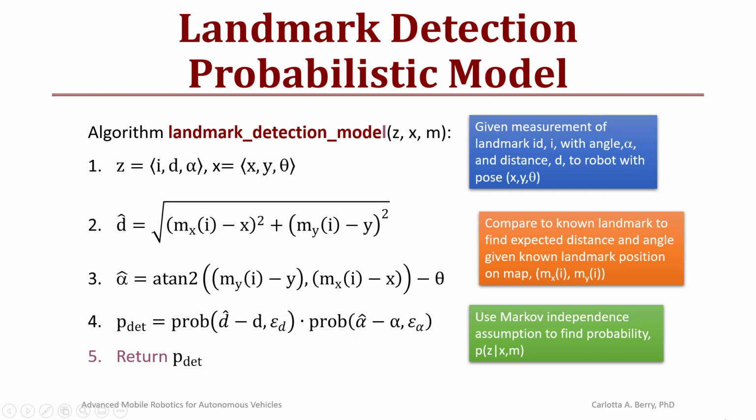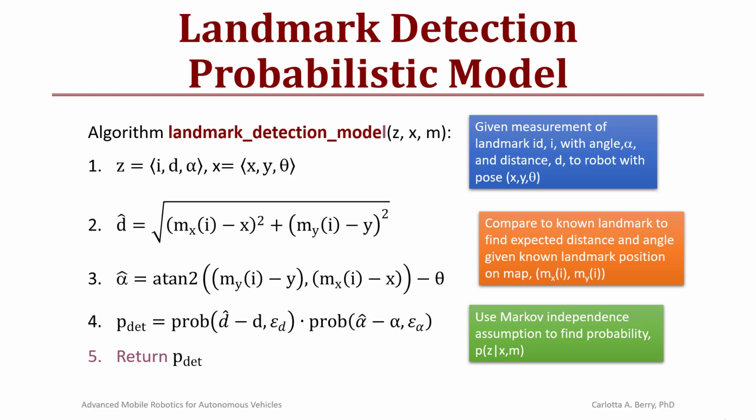So the algorithm for the landmark detection probabilistic model is given a measurement with a landmark ID, an angle alpha, and a distance d to the robot pose. So we're going to input z, which is equal to i, d, and alpha. And in our case, i is just 0 because we only have one landmark in the environment. And x is equal to x, y, theta. So that's 0, 0, 0, or the pose of the robot.